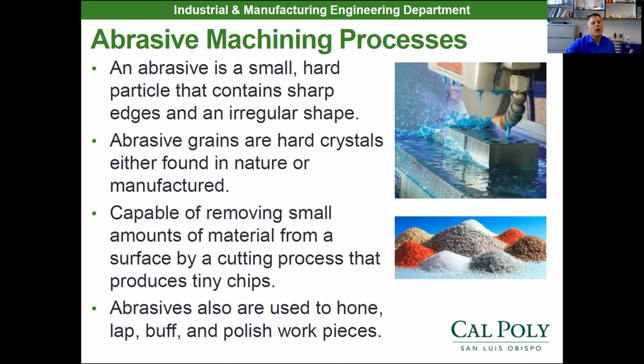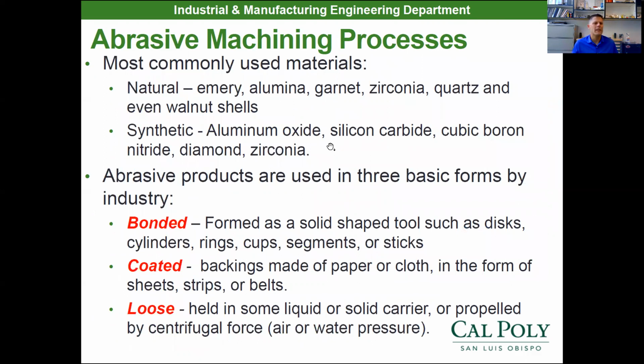Now, these abrasives, they're also used to hone, lap, buff, or polish workpieces. So if you remember when we talked about surface processes or surface finishing treatments in IME 145, we talked about lapping and polishing. That is an abrasive process as well. So we're going to talk about lapping at the end of this lecture, because that's the most precise abrasive process that we can perform on our workpieces. We can lap them to a really tight tolerance. So we'll talk about that coming up in a few minutes. But before we get to the finest manufacturing process, lapping, let's talk more about abrasives.